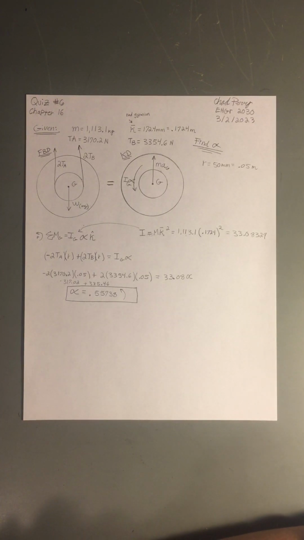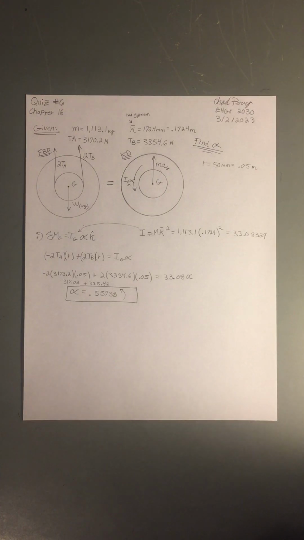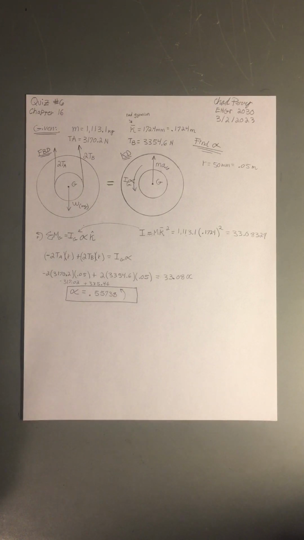So in this problem we had a roller. It looked like it had a shaft going through it, and the shaft was connected to some cables. And the cables, one side has a tension TA and the other side has a tension TB. And the problem wanted us to find the angular acceleration of the roller. Because the two tensions aren't the same, we know that the roller will be rotating.